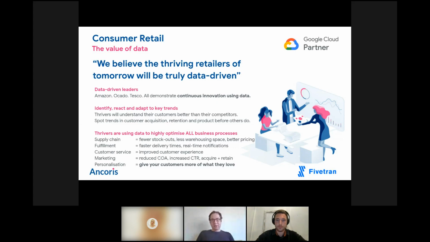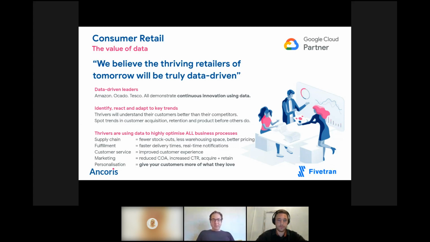Real-time notifications. I want to know where my product is. Companies like DPD, I can now see which street they're on. And again, consumers are expecting this more and more. Customer service, which we all know is super important. Again, these data-driven companies are using things like sentiment analysis to improve customer experience.